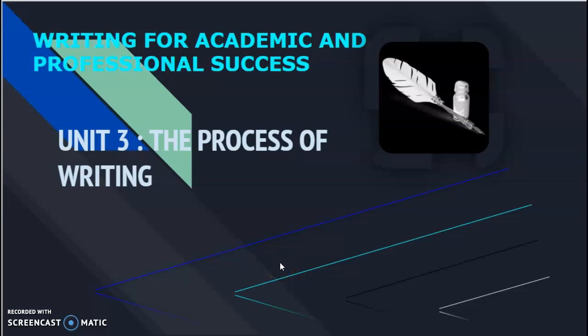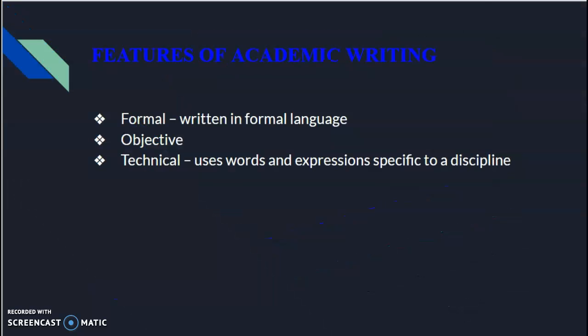Hi, I'm Kirtana Jairaj, and today we will be discussing the various steps involved in academic writing. Before we begin, it is important that you understand the three features of academic writing.